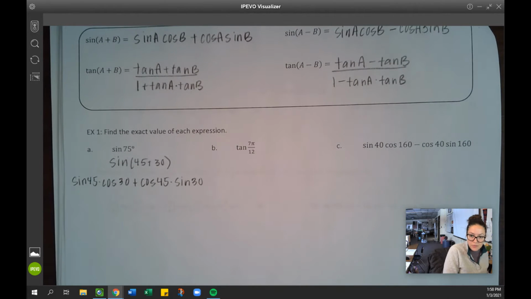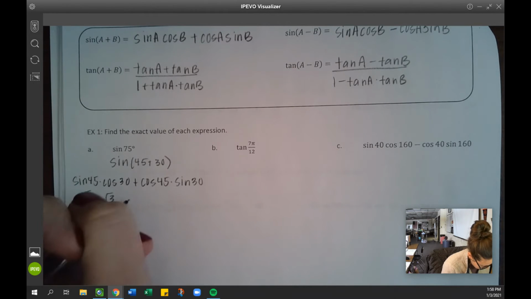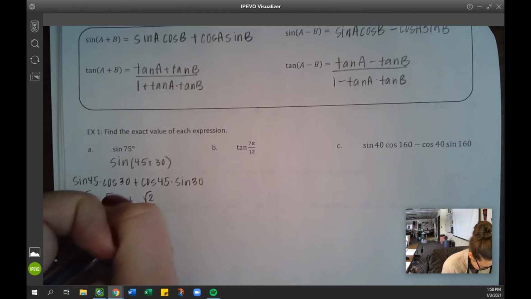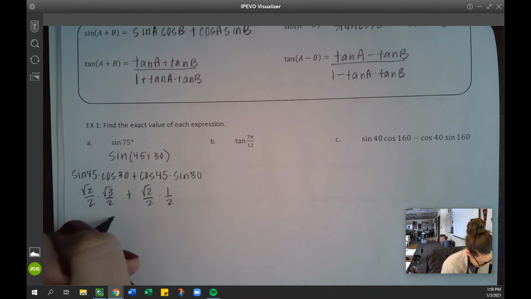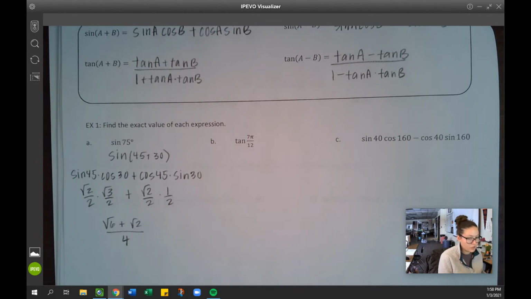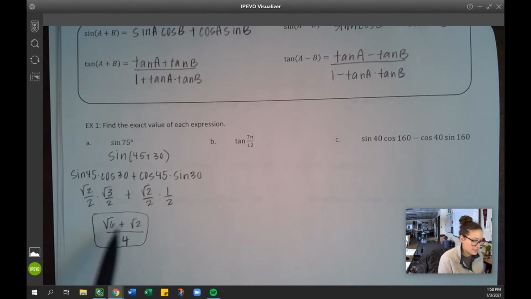And then we just grab those values from our unit circle. Square root of 2 over 2, square root of 3 over 2, square root of 2 over 2, and 1/2, which gives me square root of 6 plus the square root of 2 all over 4. And like I said in the lesson 3 video, a lot of these tend to look very similar with the square roots and the 4.